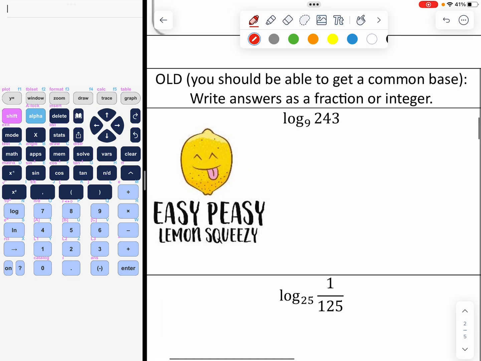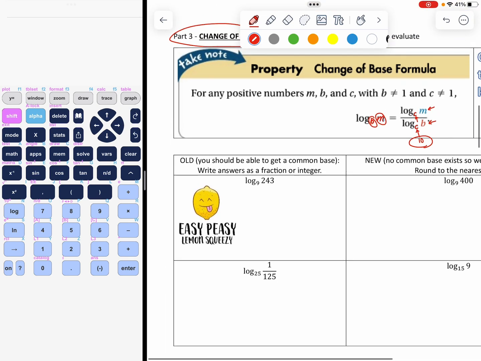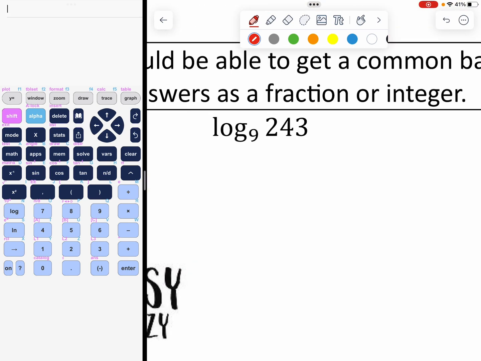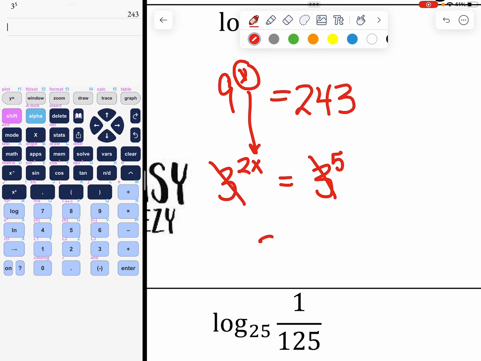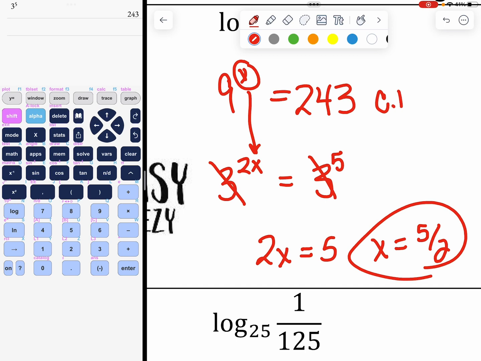Let's run an old one, where you can get a common base, so we don't need the change of base formula. 9 to the unknown power is 243. Well, that's going to be 3 to the second power, and that's going to be 3 to the fifth power. And this x drops down right here. Okay, that's old from previous lessons. The 3's, we can just set their exponents equal, and we get x equals 5/2. That's not too bad. This has a common base of 3, so it's very possible.